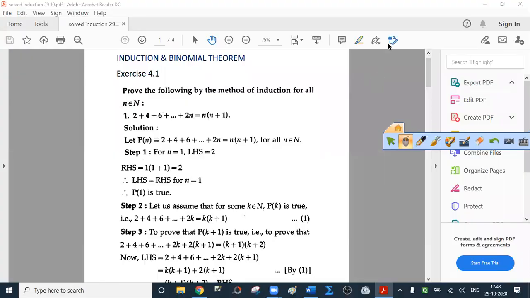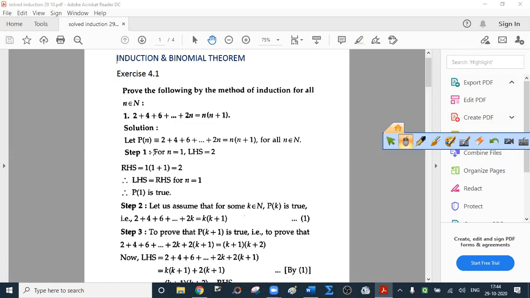Let us discuss this solution for the first one rather. Prove the following by the method of induction for all natural values of n. First one, 2 plus 4 plus 6 up to 2n is n into n plus 1. We begin with, let Pn denote this statement. Which statement or result? That 2 plus 4 plus 6 up to 2n is n into n plus 1. Can you express this in words? Sum of the first n even numbers is always n into n plus 1.